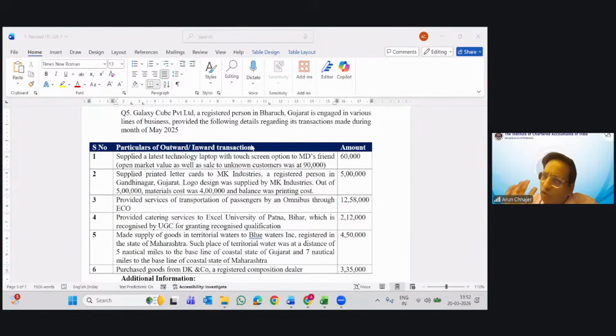Do you know the concept of 9(5)? Are you all aware of the concept of 9(5) ECO? Do you all know 9(5) ECO? What is the 9(5) ECO? So Tanu, you are correct, but the word RCM is not correct. We know that ECO under section 9(5), for the notified category of services, the ECO will pay the tax as if he is a supplier.